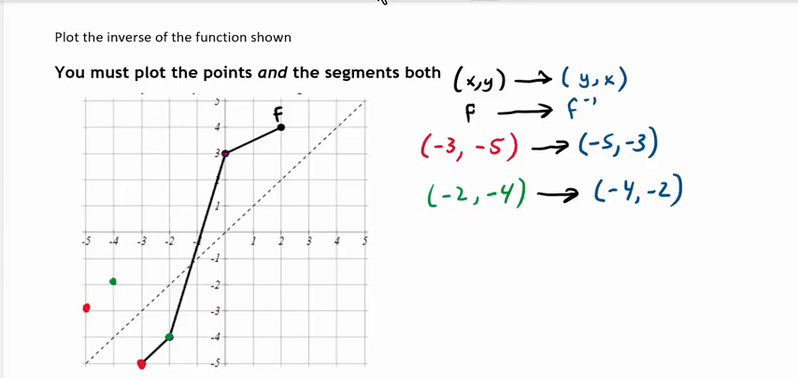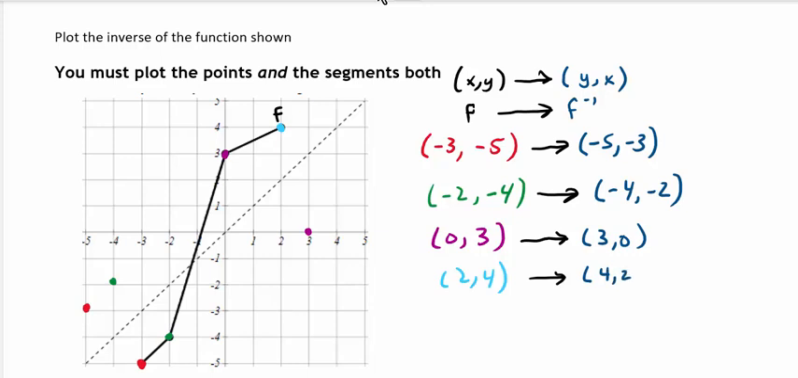So now let me look at this point here, whose coordinates appear to be 0, 3. I'll interchange the coordinates, and that would give me 3, 0, and I'll plot that point right here. And then finally we have this point here at 2, 4. Interchanging the coordinates gives us 4, 2. Plotting 4, 2, that would be right here.